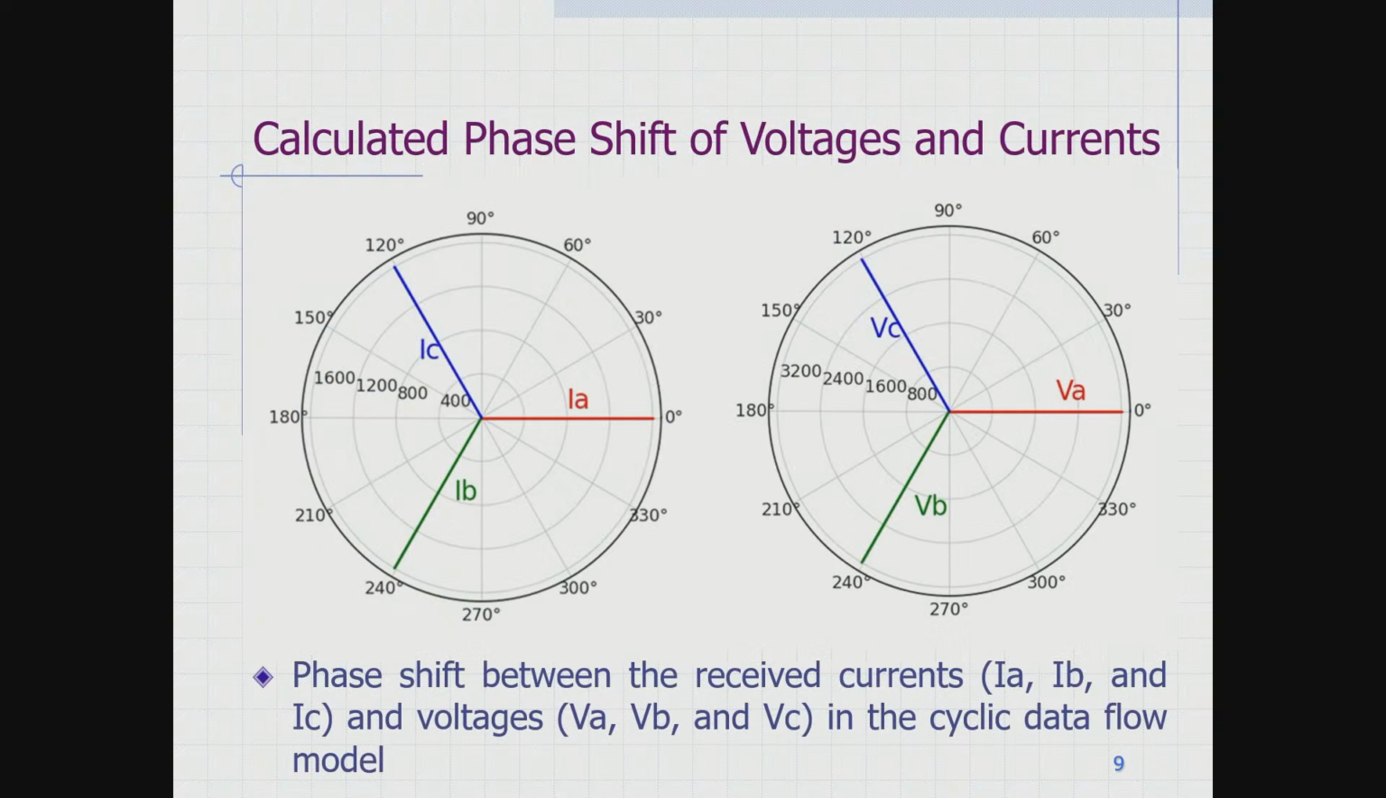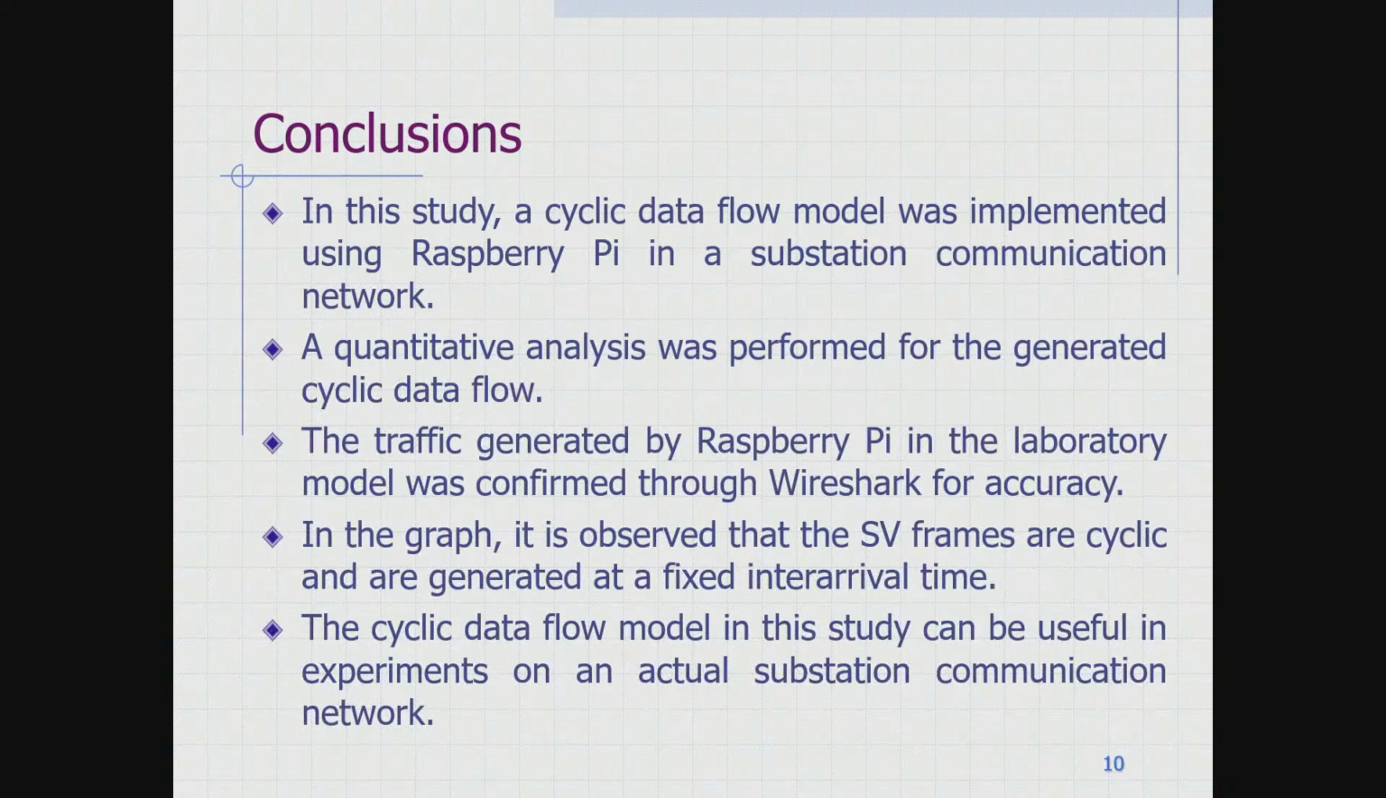This figure shows the phase shift between the received current and voltages in the cyclic data flow model. Both current and voltages are generated with a phase shift of 120 degrees. In this study, a cyclic data flow model was implemented using Raspberry Pi in a substation communication network.